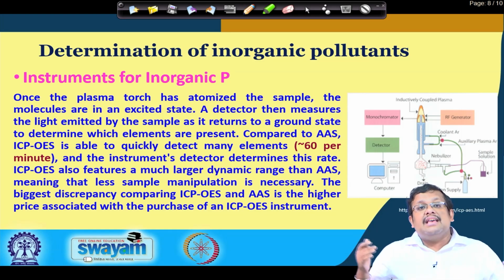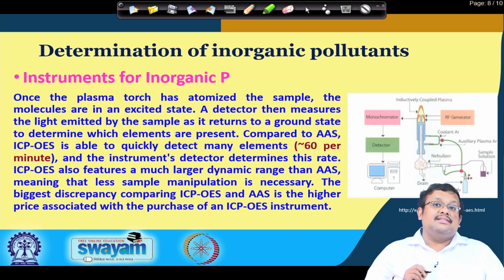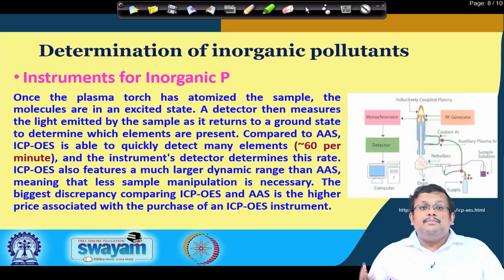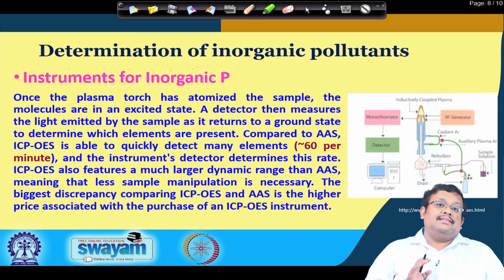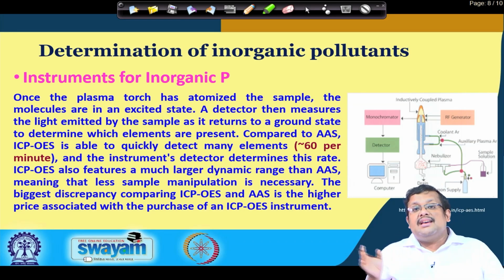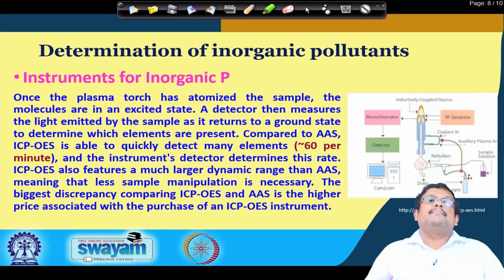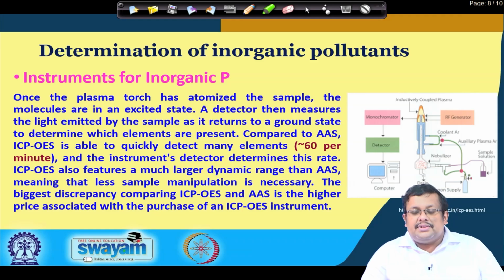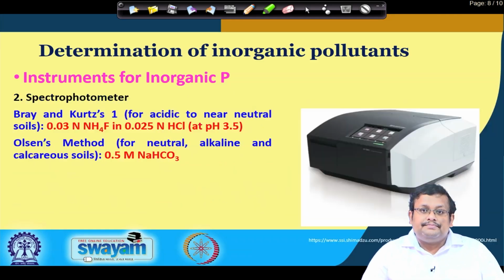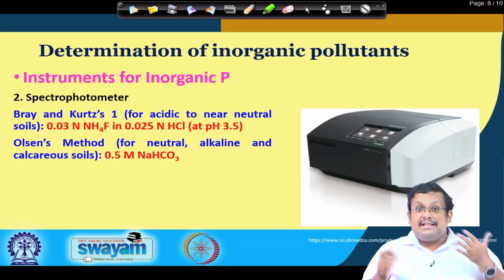So, ICP OES is able to quickly detect many elements, around 60 elements per minute, and the instrument's detector determines this rate. ICP OES or ICP AES also features a much larger dynamic range than AES, meaning that less sample manipulation is necessary. And the biggest discrepancy comparing the ICP OES and others like AES is the higher price associated with the procurement of ICP AES. ICP AES is a very costly instrument as compared to all other instruments. So, we have discussed the ICP AES.